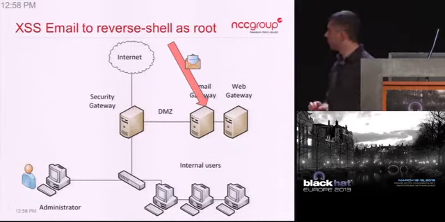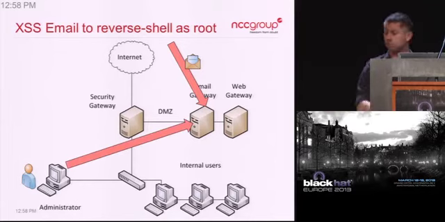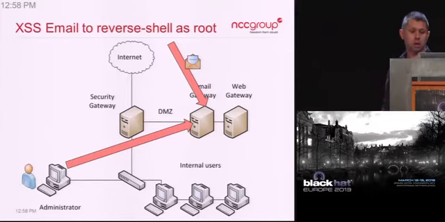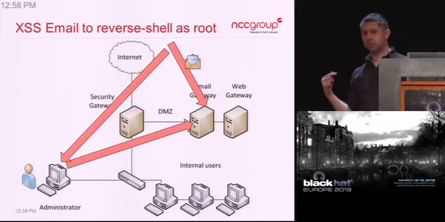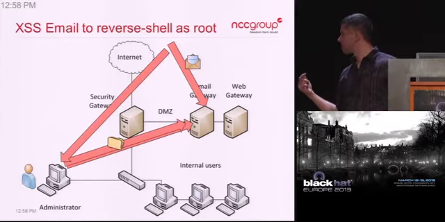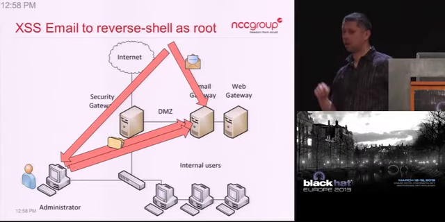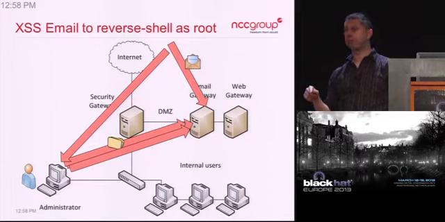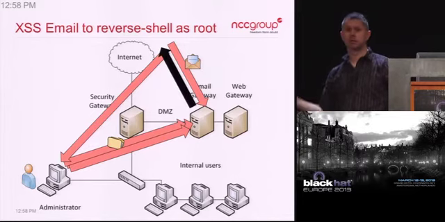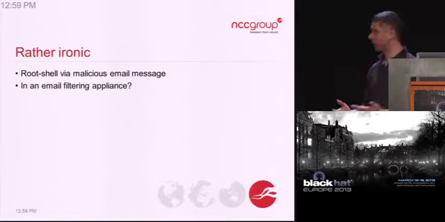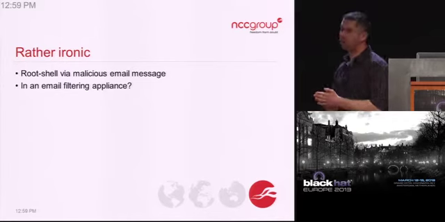Attacker sends in a maliciously crafted email. If the administrator checks his audit logs and that email comes up in the logs, he pulls in some additional JavaScript from the attacker system, does this spoofed file upload, runs this new function that we've added, which then sends a reverse shell back out to the attacker system on port 25. So that's rather ironic as well. We've got a root shell via a malicious email in an email filtering product.